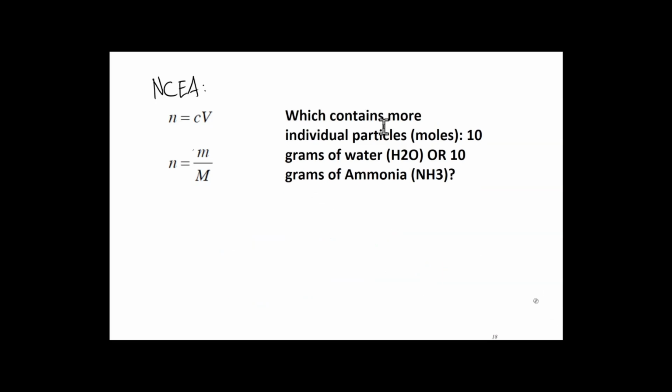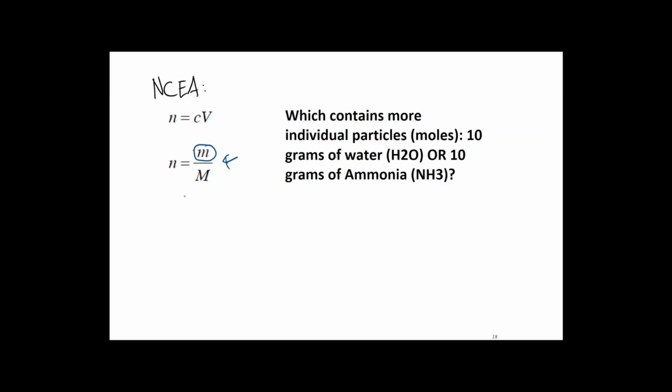So, which contains more individual particles, moles, 10 grams of water, or 10 grams of ammonia, NH3? How are you going to work that out? Well, we're going to use this formula here, and we want to work out N for each. So we need to work out the molar mass of both of them, and then find the N for each one.